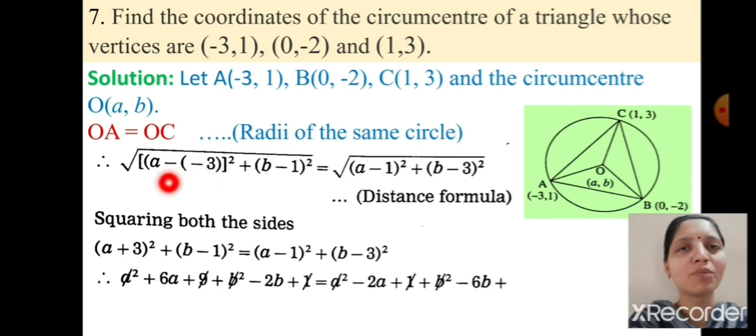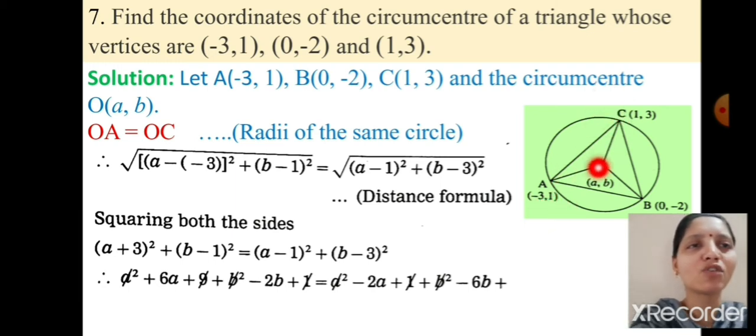Okay, so let's substitute here. Therefore, square root of (a minus (-3)) whole square plus (b minus 1) whole square, that is equal to, now let's consider the coordinates of points O and C, square root of (a minus 1) whole square and (b minus 3) whole square. Now squaring on both the sides. If you square on both sides, what will you do?